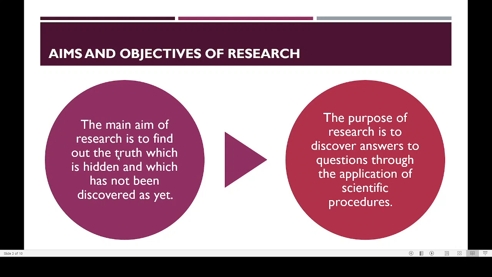The main aim of research is to find out the truth which is hidden and which has not been discovered yet. That is the primary aim of any research, to find the truth. For example, now we know that the earth is round, or spherical in shape. But if you look at the earth, it looks flat. And for telling that the earth is spherical, many scientists were killed by the rulers of that area at that time. So that is why science is trying to prove that.